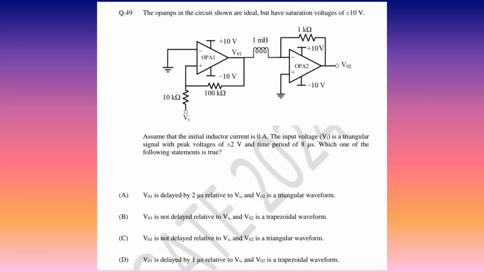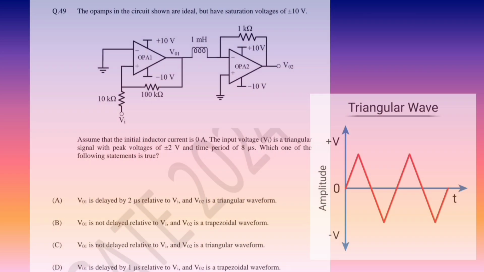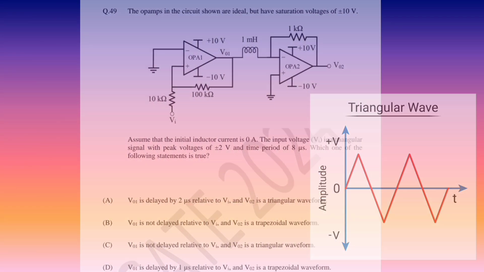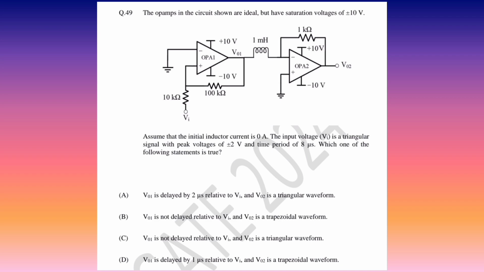Hello everybody. Today I am going to discuss a GATE 2024 analog electronics question where you have seen that there are two op amps given, and then there is an inductor and other are resistors, and both the op amps are connected to plus 10 volt and minus 10 volt supplies, and it has been said that the initial inductor current is 0 ampere and you are applying an input voltage which is a triangular signal which has a peak voltage of plus minus 2 volts, and the input time period is 8 microsecond. Now you have to just figure out what VO1 is and what your VO2 is.